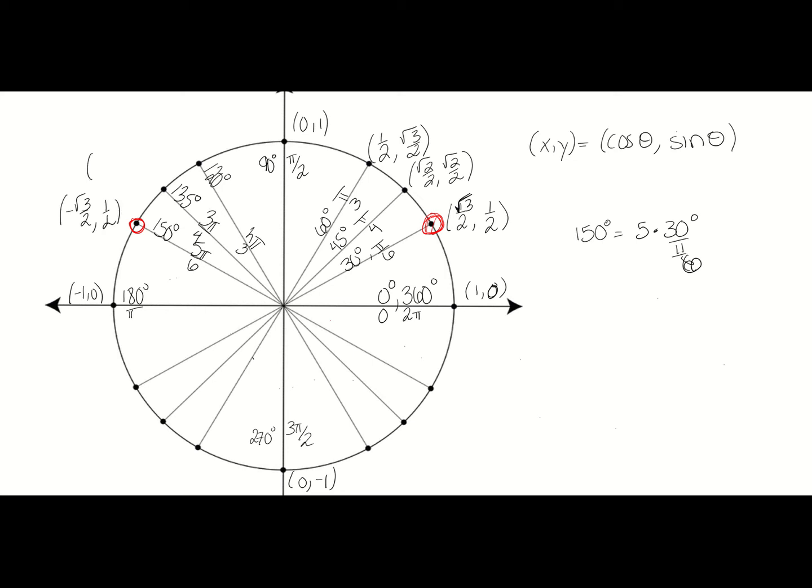Same thing for 135, negative radical 2 over 2, comma, positive radical 2 over 2. And 120 is going to be negative 1/2, square root of 3 over 2. So as long as you know that 120 has a reference angle of 60, and you know the values for 60, then you know the values for 120. You just have to remember that 120 is in quadrant 2, where the x is negative. We do the exact same thing for quadrant 3 and quadrant 4.